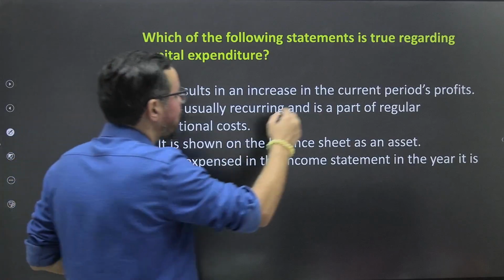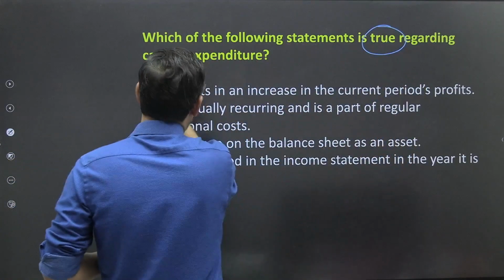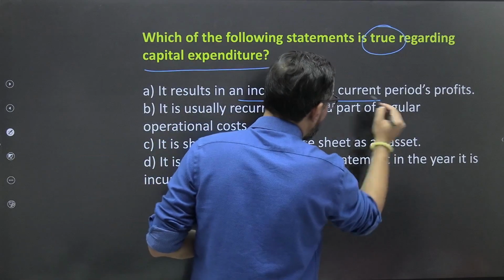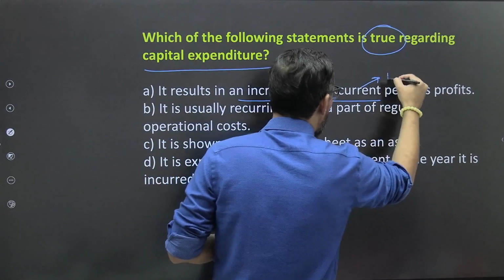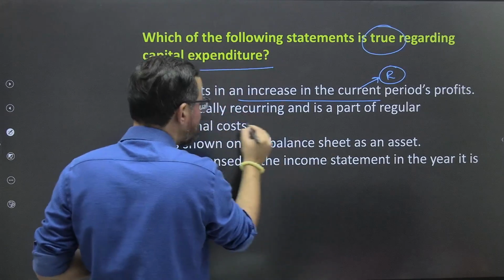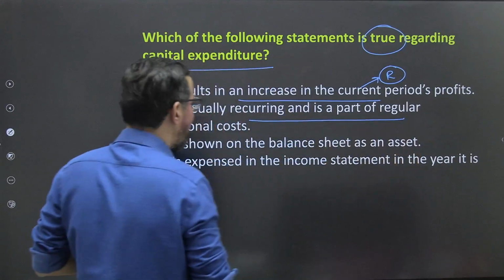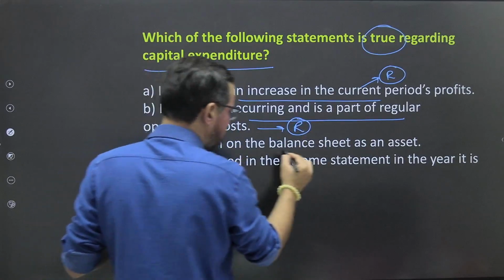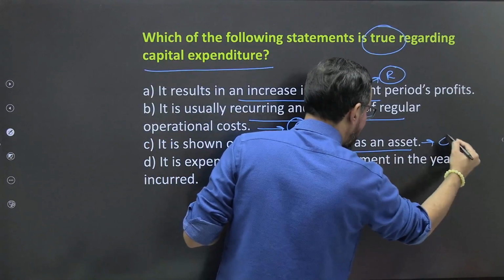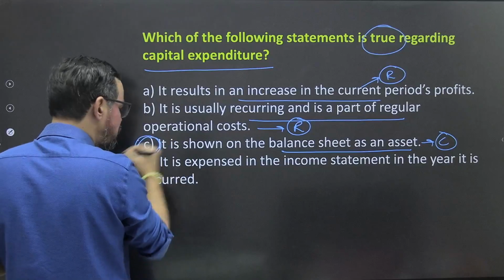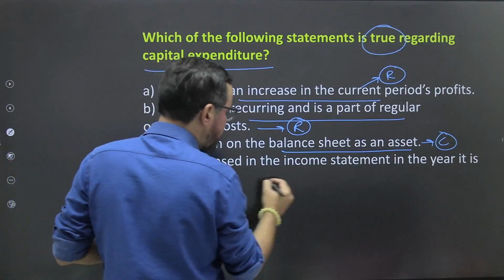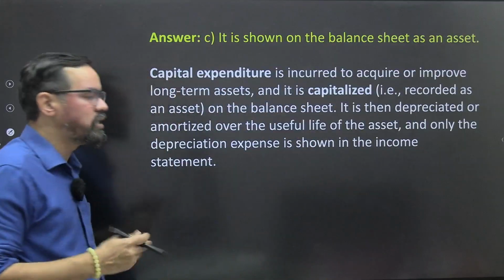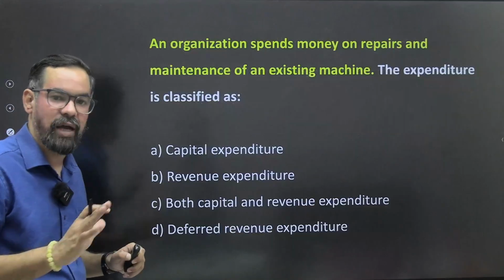Which of the following statements is true regarding capital expenditure? It results in an increase in the current profit. So it is about the revenue. It is usually recurring and is part of regular operating expenses, revenue. It is shown on the balance sheet as an asset, capital. So that means option C will be the right answer. It is an expense in the income statement, so it is about the revenue. Okay, so with these particular statements as well, you will have some kind of learnings.